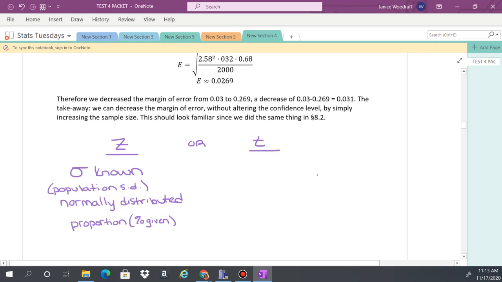Now, if they do not give you a population standard deviation, that is when you use T. So that is when sigma is unknown, but s is known, which is your sample standard deviation. And then this needs to also be normally distributed.